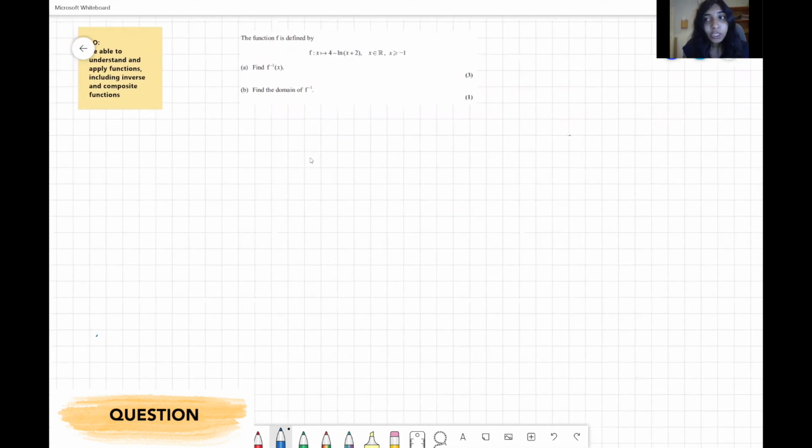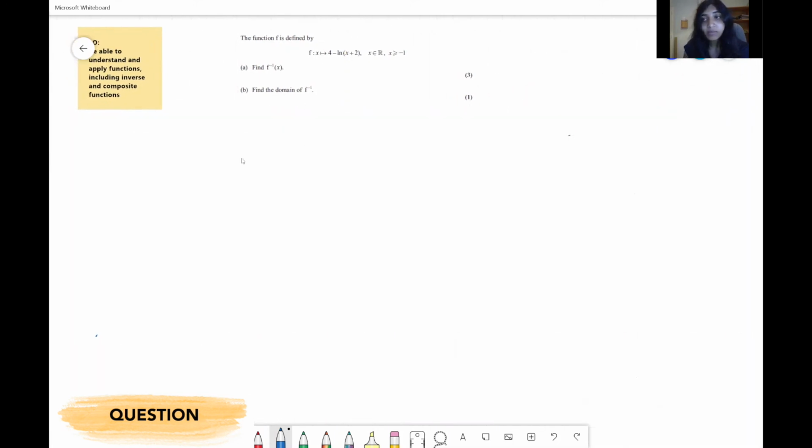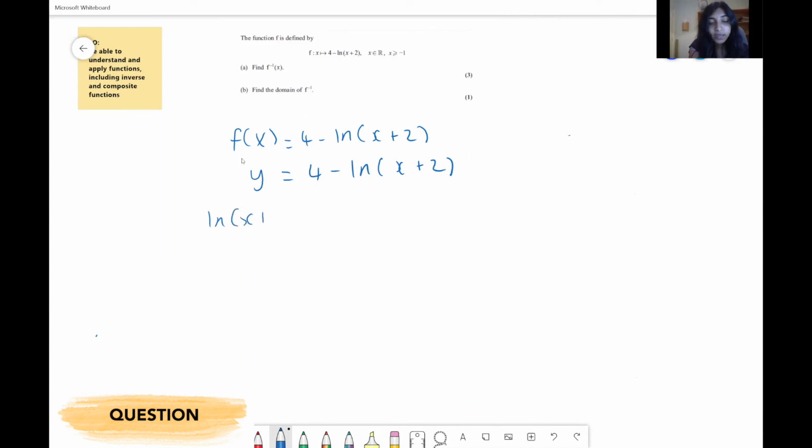So if you remember what we did in the last example, we just need to follow those same steps to find the inverse. So we have f(x) equal to 4 minus ln(x plus 2). The first step is just to rewrite f(x) as y. So you get y equals 4 minus ln(x plus 2). And then we want to rearrange to get x on one side. So we could bring ln(x plus 2) to this side, and then we could do 4 minus y.